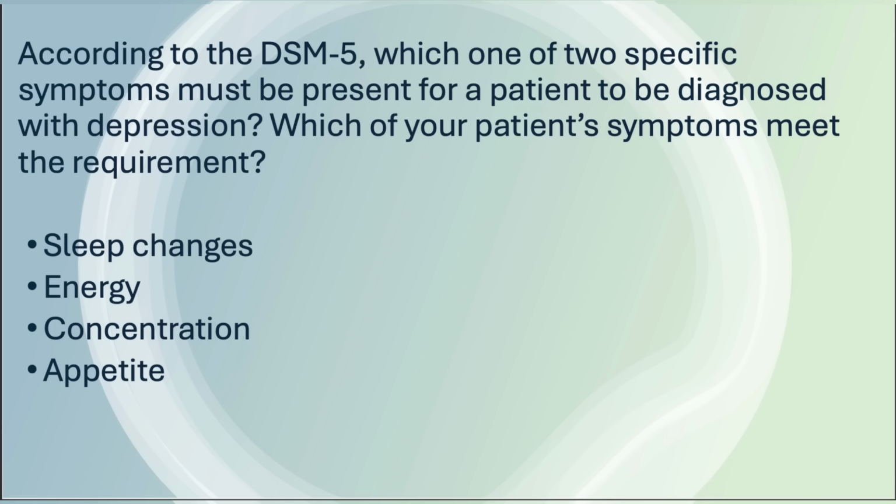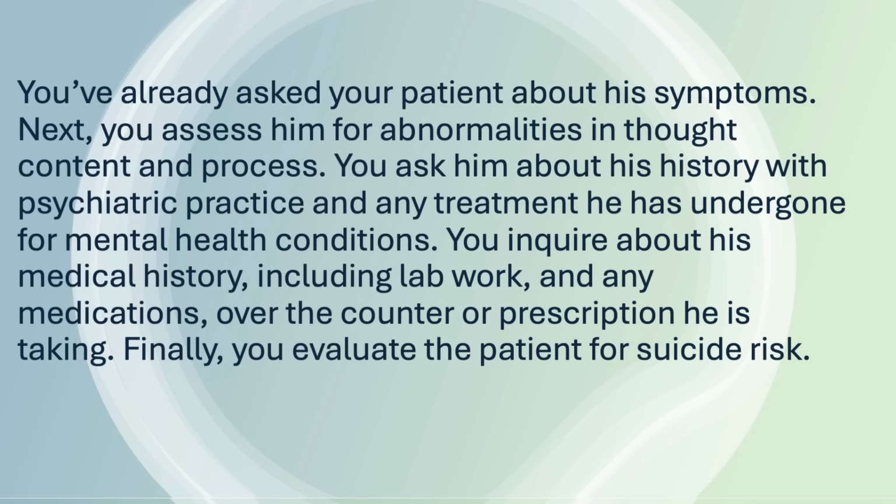You've already asked your patient about his symptoms. Next, you assess him for abnormalities in thought content and process. You ask him about his history with psychiatric practice and any treatment he has undergone for mental health conditions. You inquire about his medical history, including lab work, and any medications, over the counter or prescription, he is taking. And finally, you evaluate the patient for suicide risk.